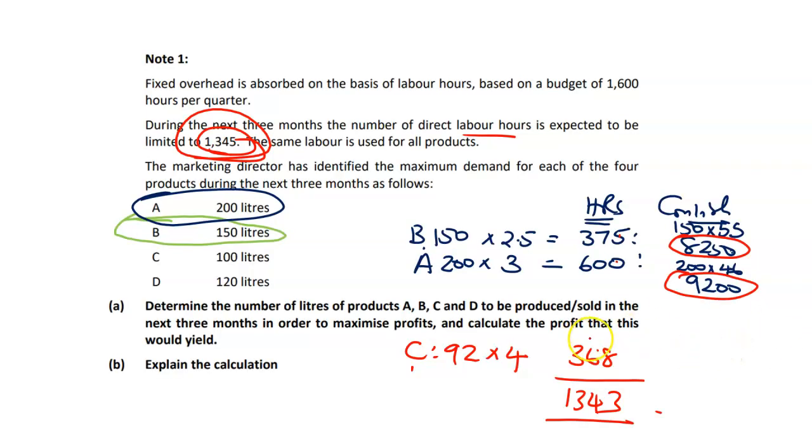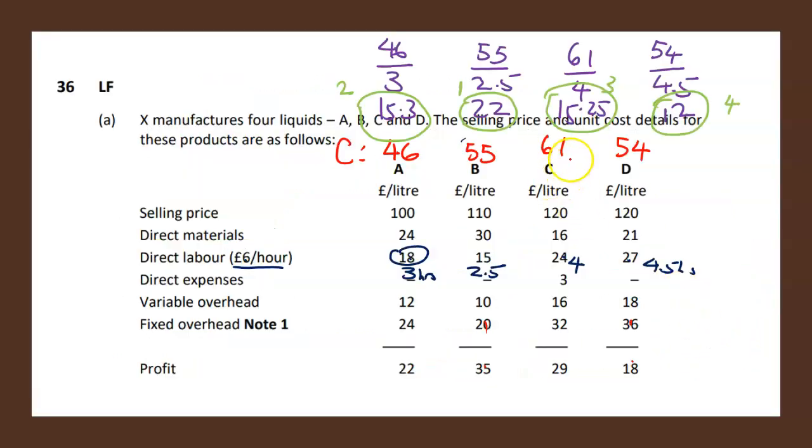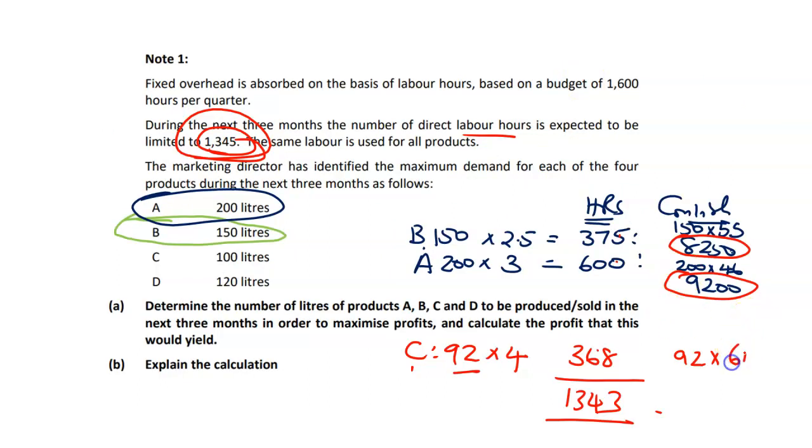And of course, the contribution as a result of that, since I've made 92 units, will be 92 times, what is the contribution of C? 61. 92 times 61 is 5612. Right, so what do I now have?